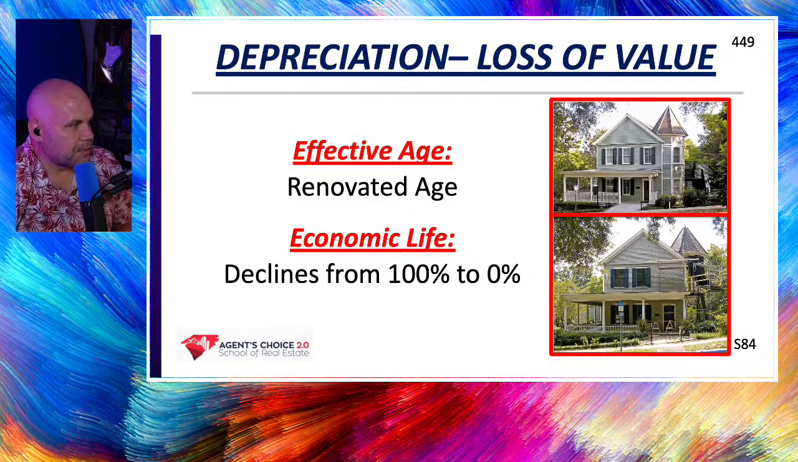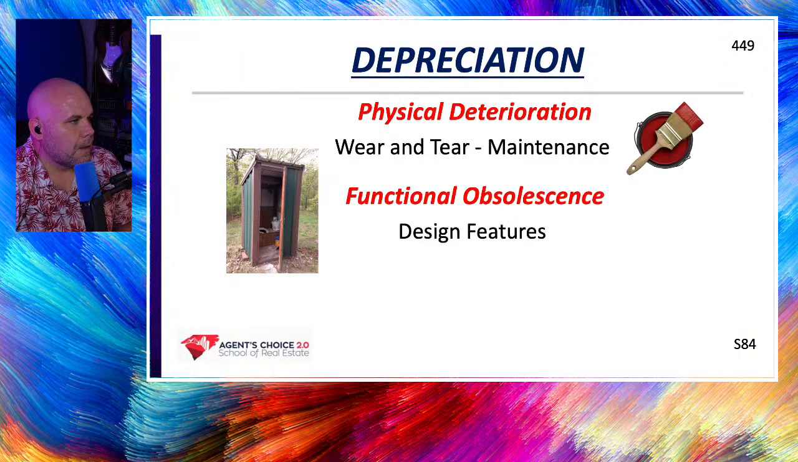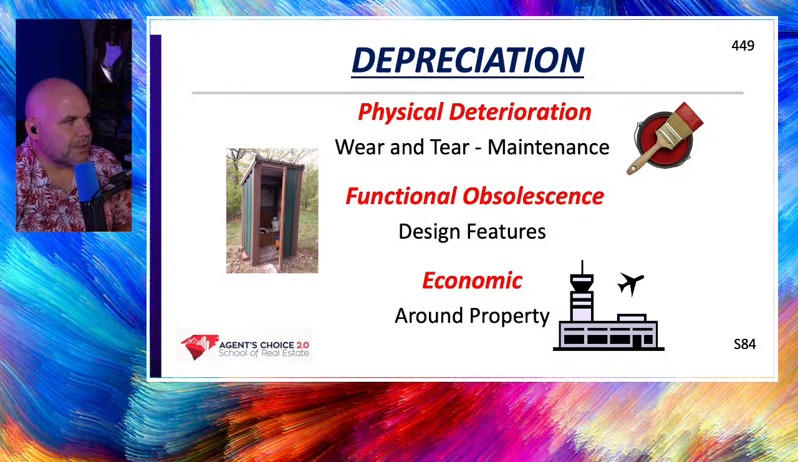There's our depreciation. Effective age is the renovated age. Economic life depreciation declines from 100% straight line down to 0. You don't have to get any more complicated than that. Here's some terms again. Physical deterioration is wear and tear. Regular routine maintenance types of items. Functional obsolescence, design features that are no longer in style. And then economic, you have no control over. It's never curable because you can't control the airport, the landfill, the speedway.